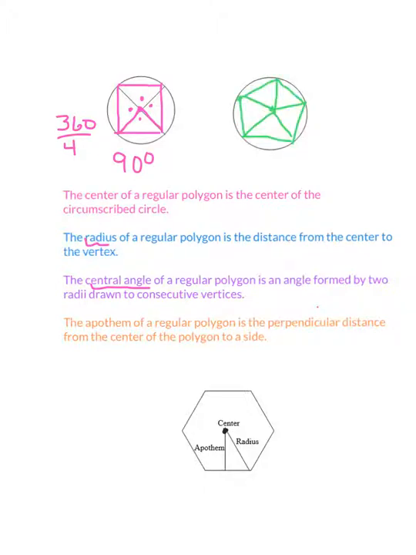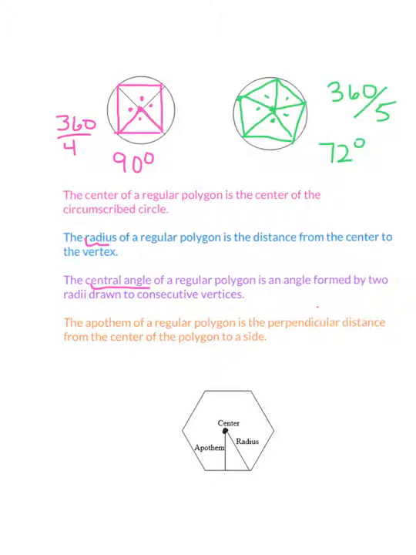Now in my next figure, I did a quick sketch of a pentagon. So I know if I have 360 degrees again in the circle divided by 5, because the pentagon has 5 sides, therefore there are 5 central angles. I know each central angle has a measurement of 72 degrees.